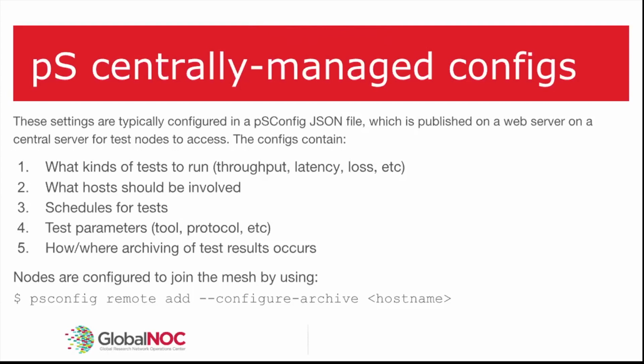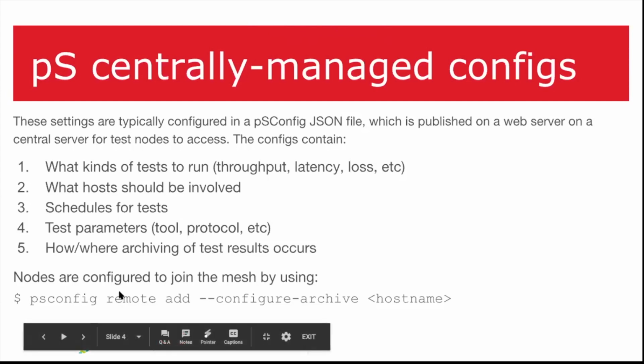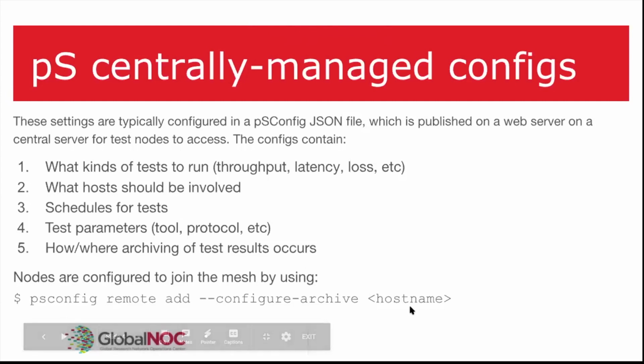So the kinds of things that go in these configs are a list of the tests to run, typically throughput, latency, loss, traceroute, etc., as well as what hosts should be involved, schedules for the tests, and test parameters such as the tool to use for the tests, protocols, etc., and how and where archiving of test results occurs. And you can add nodes to a mesh by using this pSConfig directive, just adding a remote, and in this case, configuring the archive, which you usually want to do.